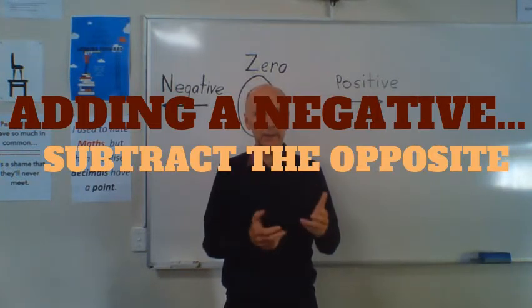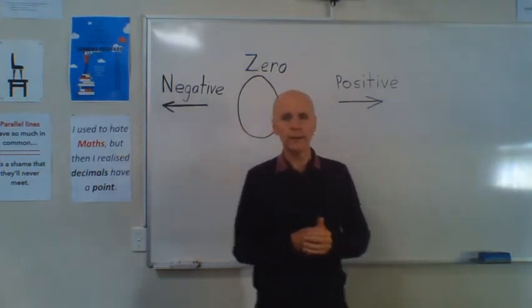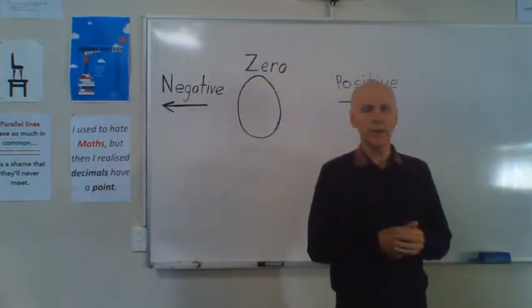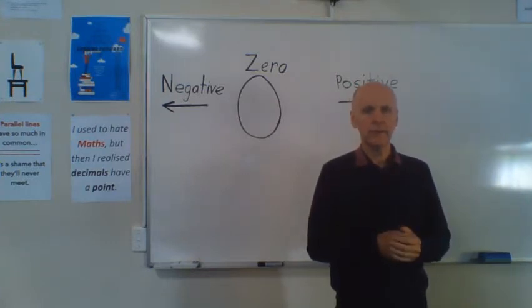Okay, so let's see how that works. Let's imagine I'm starting with 1. So remember, this was 0, this is 1. And what I want to do is to add negative 3. Okay, so 1 plus negative 3. If I'm adding a negative, I subtract the opposite. So 1 plus negative 3 is the same as 1 minus positive 3.